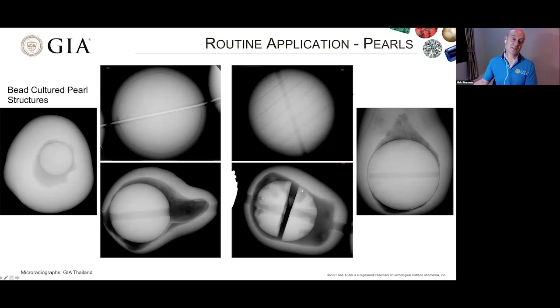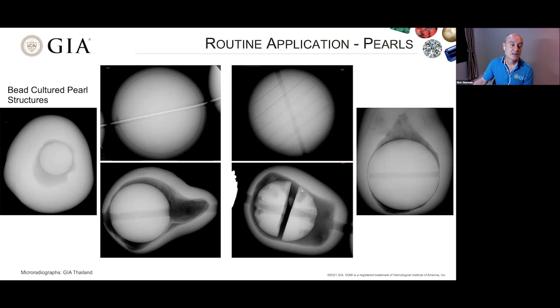Bead cultured pearls, on the other hand, show, as you would expect, completely different structures. So to separate bead cultured pearls from natural pearls and non-bead cultured pearls is not really an issue. For any lab with good equipment, it's a pretty straightforward operation. The only thing I can show you here that was of interest with bead cultures is the variation in the size of the nuclei themselves.